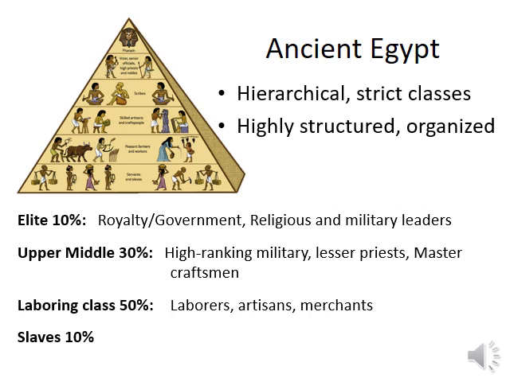Then moving down, you had the largest section, which was the laboring class. And again, there may have been several divisions within this class, but the laboring class took up about 50% of the population. And these were the manual laborers, the artisans, the merchants. And then, sadly, about 10% of the entire population belonged to the slave class.